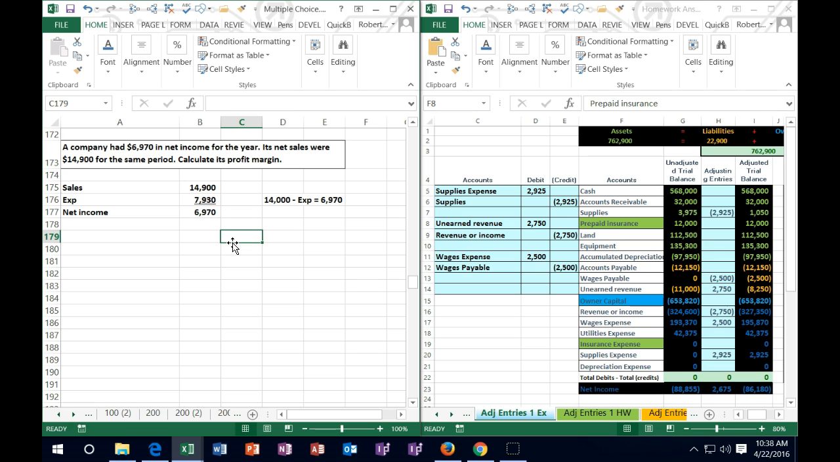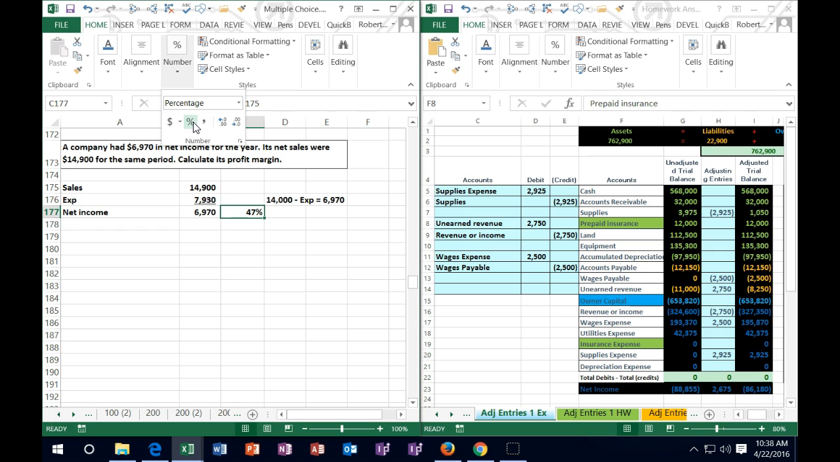Now to calculate the profit margin, we're going to take the net income divided by the 14.9 sales. So we just take the net income, which is 6970, divided by the 14.9 in sales. And if I select enter, it gives me 0. It's not 0. Why is it 0? Because we have no decimals, so we got to go to the home tab. We got to go to the numbers group, and we could add decimals. And notice the decimals go on, so it's not even. If we select the percent, that'll give us to 2 places.